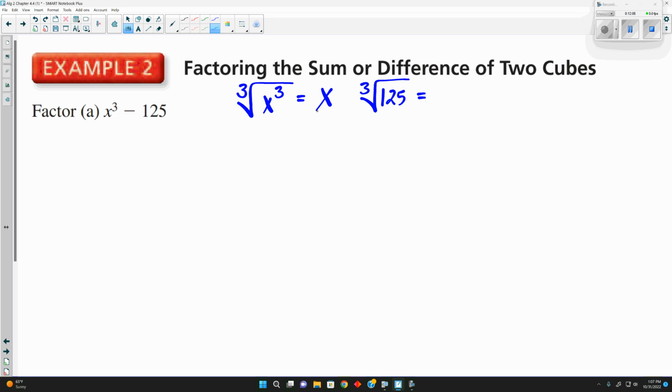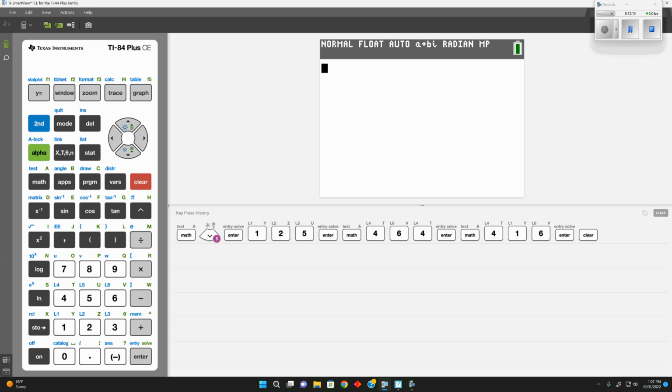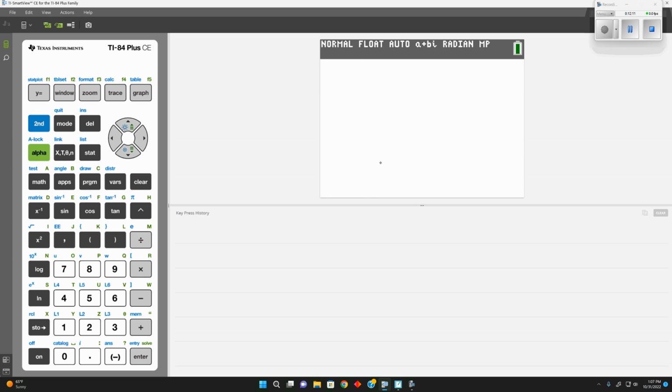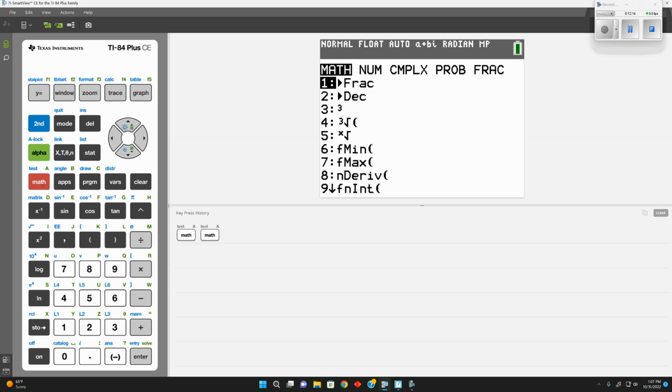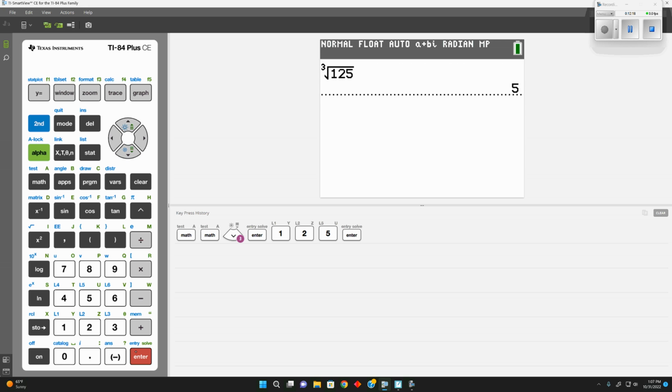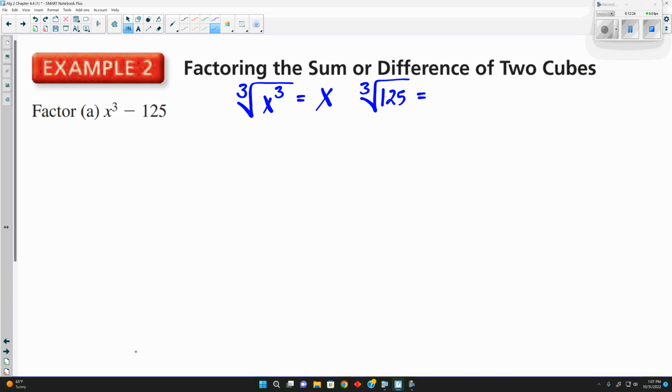Now we need to see if I can take the cube root of 125. Yeah, so in the graphing calculator, we can go to math here, 125, enter, and it's 5. So we can. So what that tells us is that this here is the difference of two cubes.